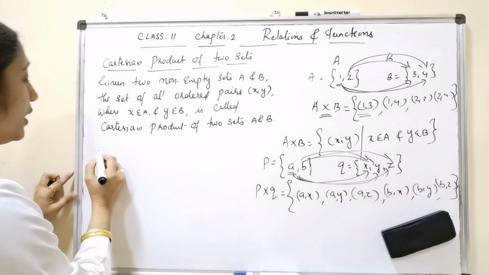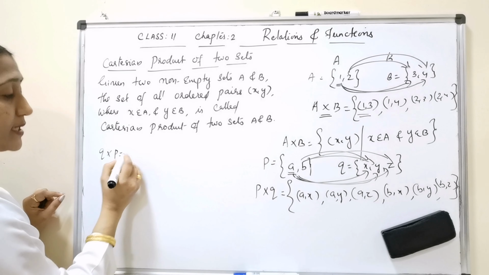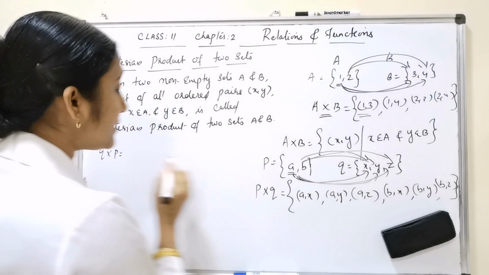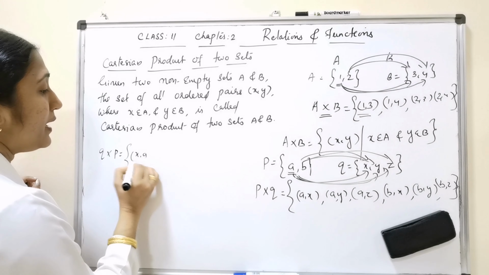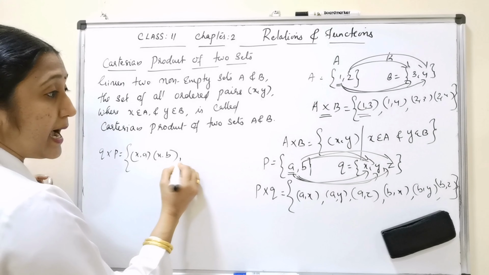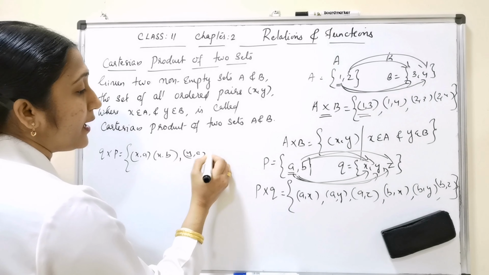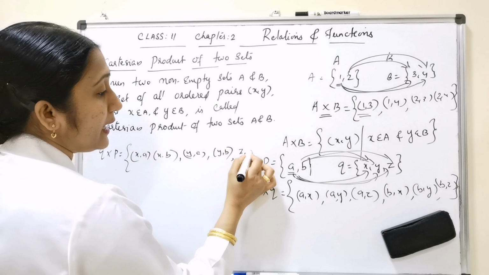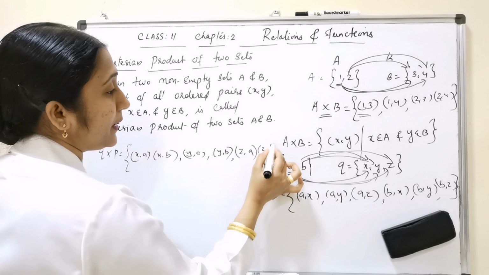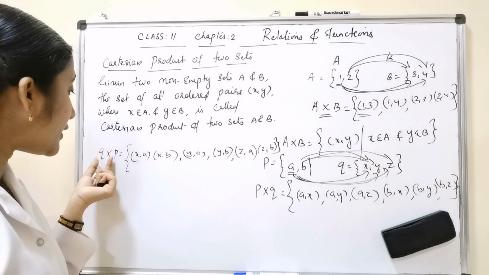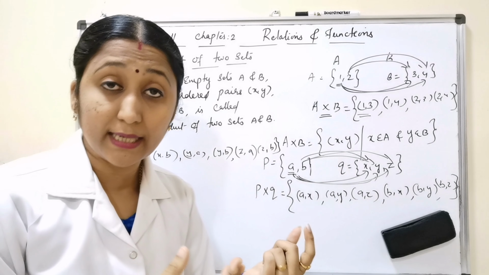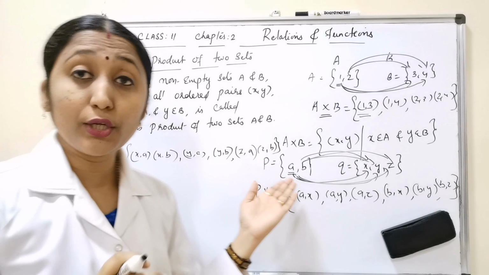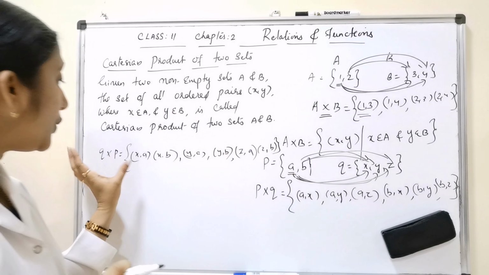Here Q cross P means you have to do it in reverse order, that is XA and XB and YA, YB, set A and set B. So this is the product of Q cross P, that is the Cartesian product of Q and P. Here P into Q, here Q into P.